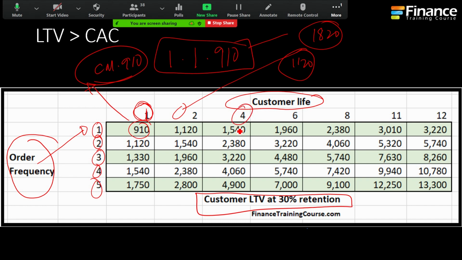Go to 4 years, it becomes 1540. If you go to 12 years, it becomes 3220. If you go to 12 years and 5 orders a year, it becomes 13,300. Does that make sense? That's what a table says. That's what a table is trying to show you.